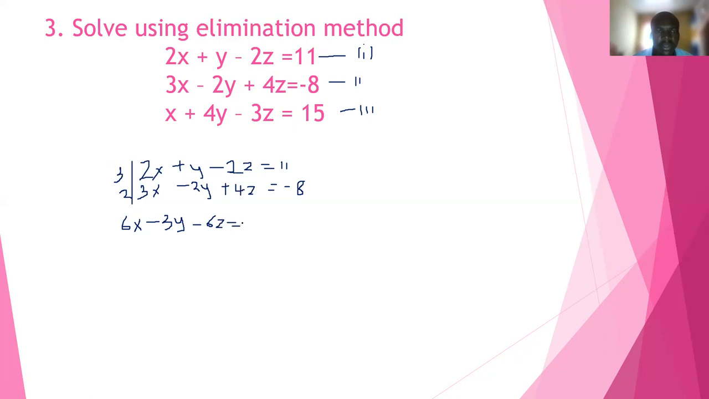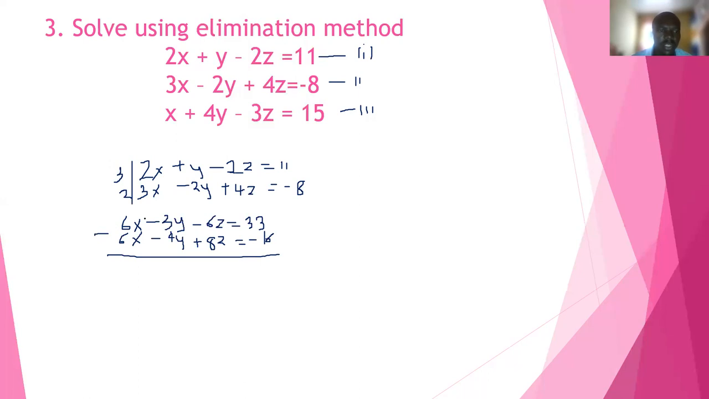is equal to 33. Then the other one will be 6x minus 4y plus 8z, which should be equivalent to -16, because 2 times -8 is -16. Then we now subtract the two equations.